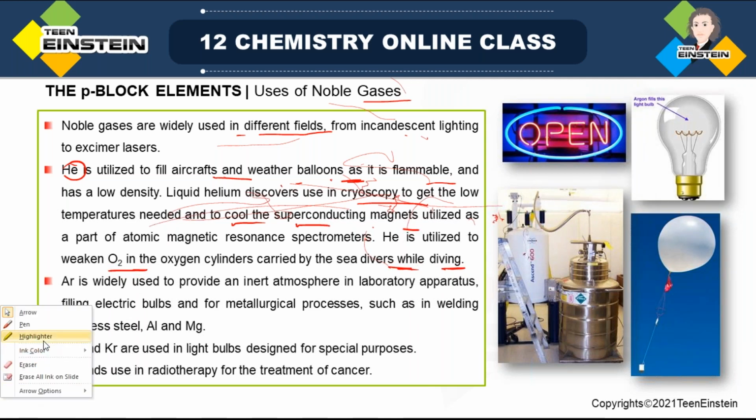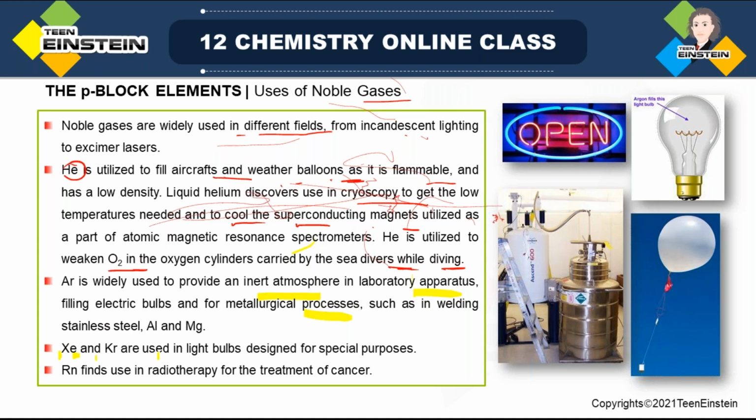Then argon is widely used to provide an inert atmosphere in laboratory apparatus. So in laboratory apparatus where we need a condition which is free of oxygen. That means if you are doing any reaction which is oxygen sensitive and you have to create an inert atmosphere, in that case argon can be used. Though there is another gas that is also used, and that is nitrogen. And for metallurgical processes also it has application such as welding of stainless steel, aluminium and magnesium.